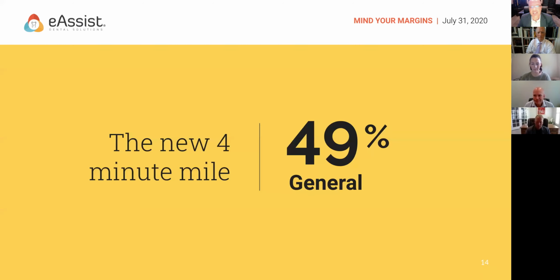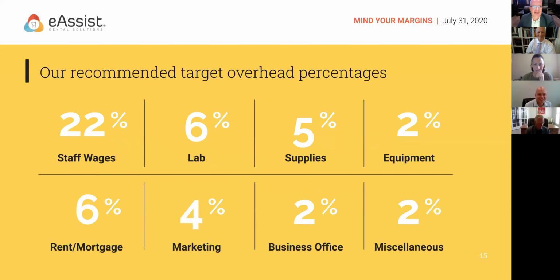What we're saying is different. Just like how the 4 minute mile, when it was unheard of, and as soon as it was broken, all of a sudden everyone runs four minute. We believe the new 4 minute mile is 49% overhead. And this is how you get here. You can see the numbers there. This is a review of Mind the Margins Part One. We hope you take a look at it, but this is where we're trying to drive to.